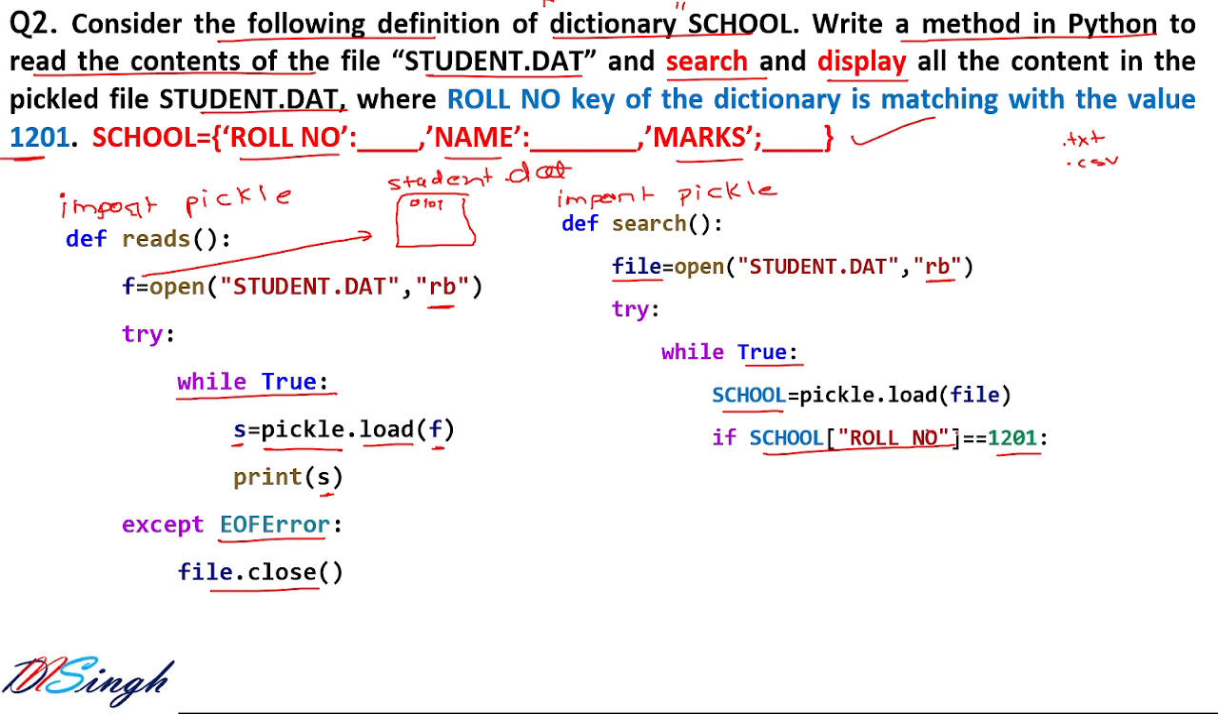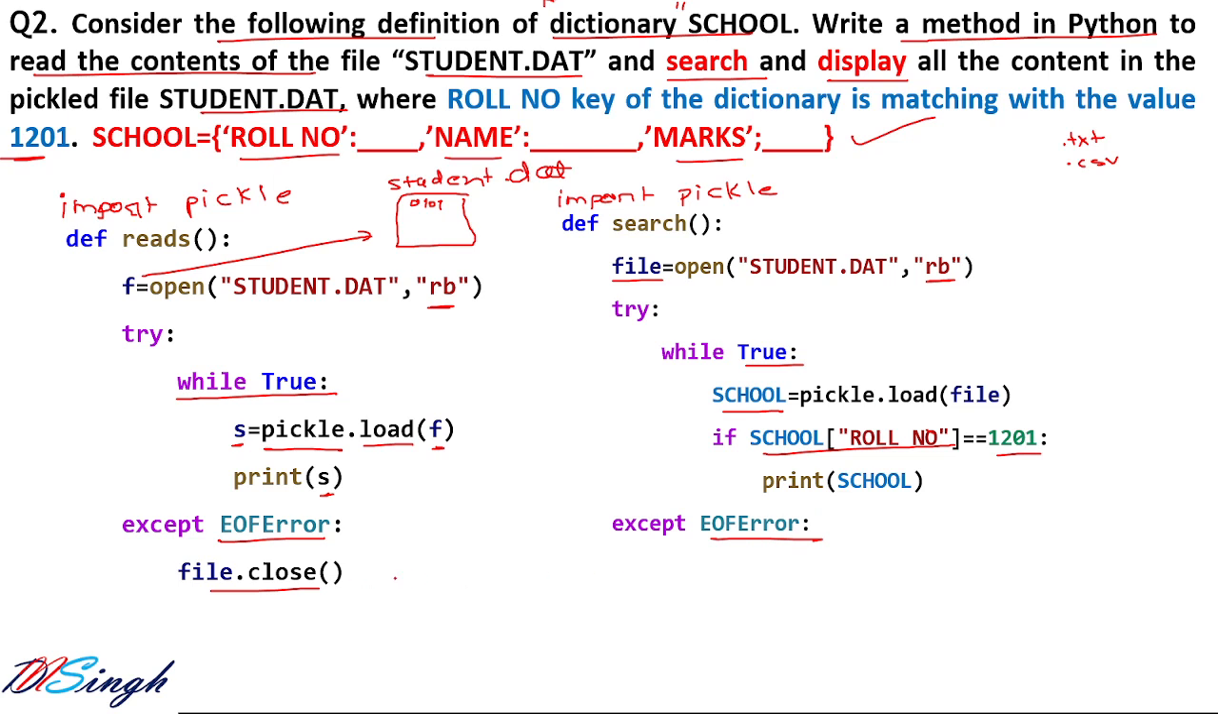If it matches, then what I need to do? I need to display the content. So I have displayed the content here. And if it is not matched, go to the next iteration, or the next record should be read from the file. Once we have exhausted all the records, meaning all records are read from the file and no more records are there, the load function is going to generate an end of file exception, which will terminate the loop and be caught inside the except block.